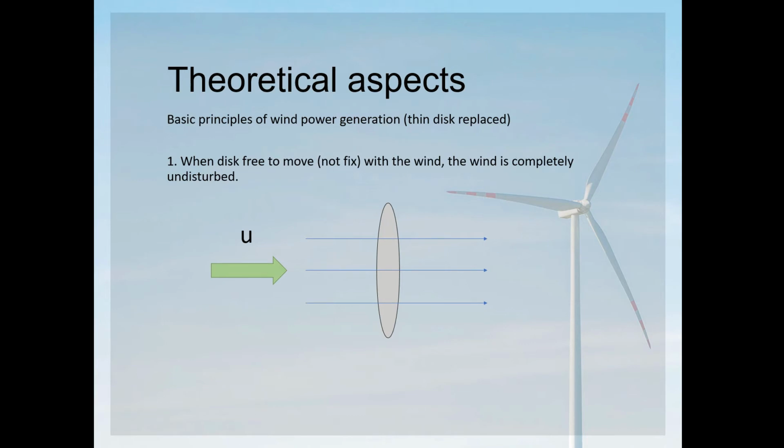In order to understand the process of wind energy conversion, it is useful to represent the wind turbine rotor in a simple way as a disk. So what happens to the wind flow in the presence of this disk? If the disk is free to move with the wind, it does not exert any force on the flow, and therefore the wind is completely undisturbed. In this case, no energy is extracted from the wind.